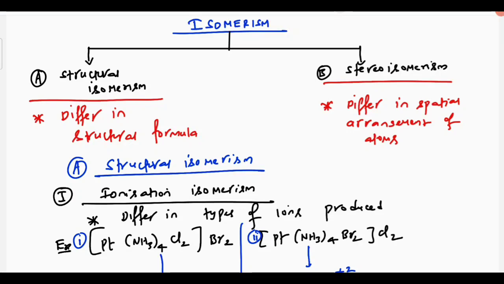90% of students get isomerism wrong in coordination compounds. Just watch this video so that there are no more mistakes in isomerism identification.